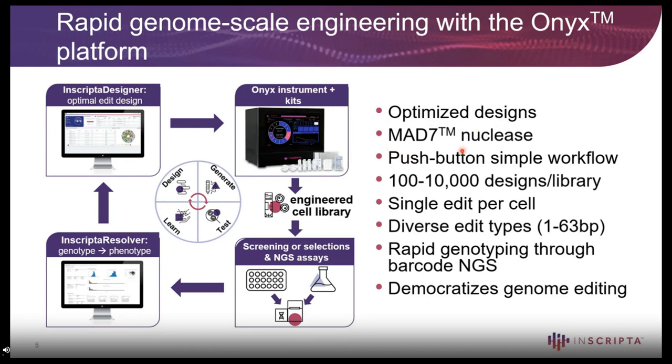It utilizes the MAD7 proprietary nuclease. It has a push-button simple workflow. You can design libraries anywhere from 100 to 10,000 designs per library. There's a single edit per cell. A wide diversity of edit types can be introduced, anywhere from 1 to 63 base pairs. And you could do rapid genotyping through barcode NGS. And an important point here is that it really democratizes genome editing.